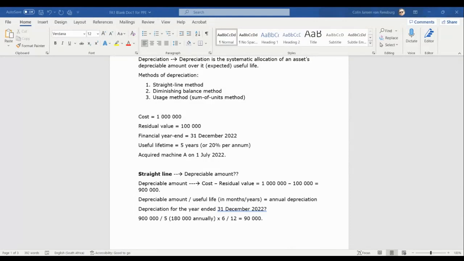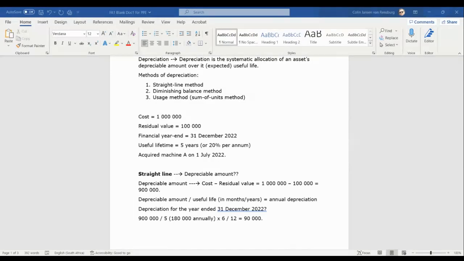So now we've got to apportion it. Therefore, we are going to take that 180,000 rands and multiply it by 6 months, the period in months that we had it available, over the total number of months in a calendar year, which is 12. So 180,000 multiplied by 6 over 12 is obviously the same as a half. That gives us 90,000. So in our first year, we're going to write off 90,000 rands.